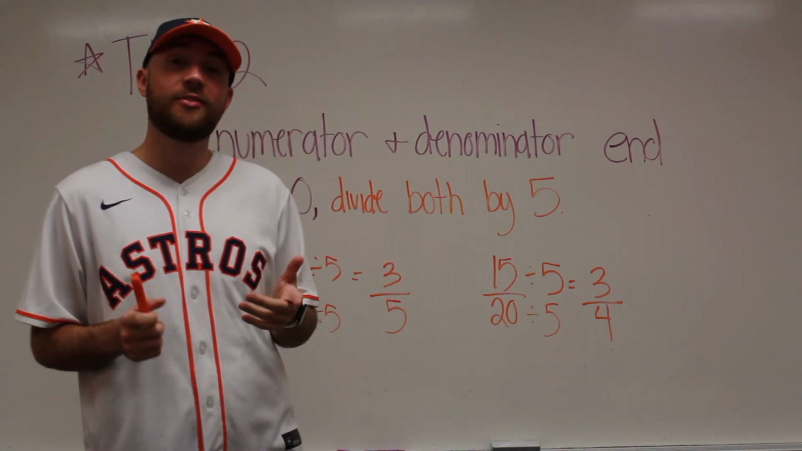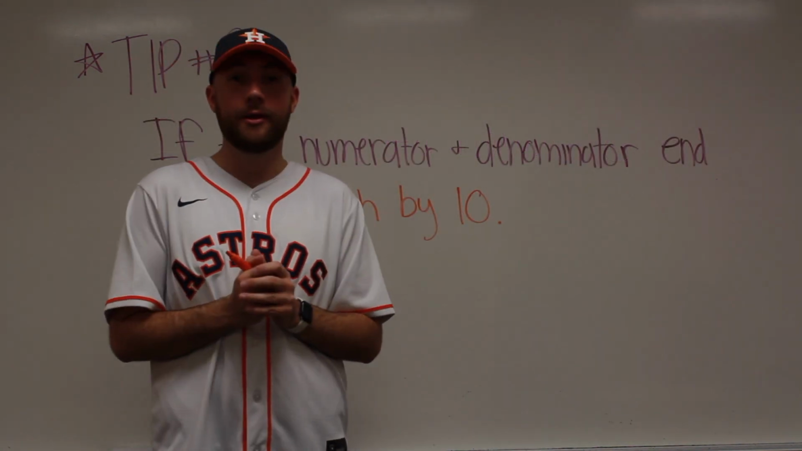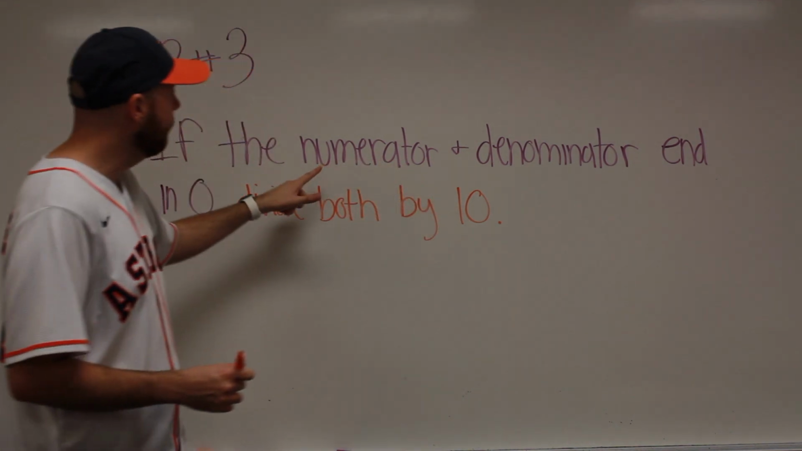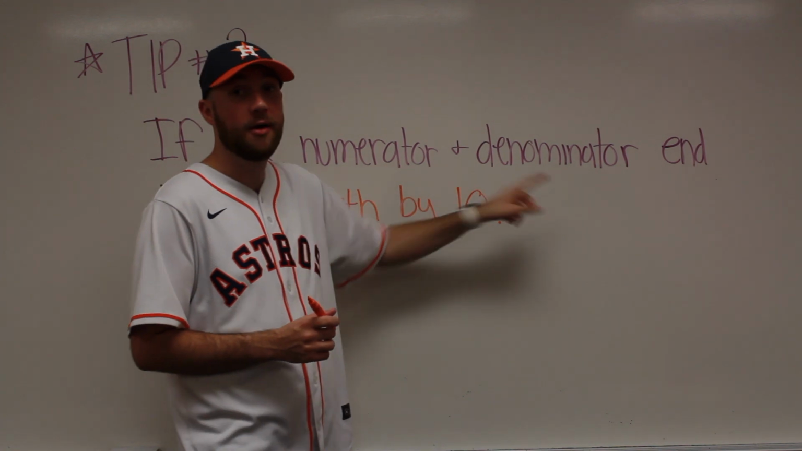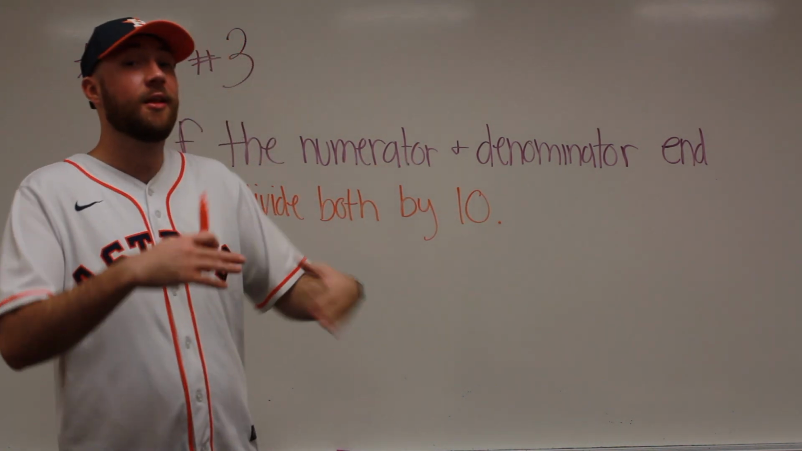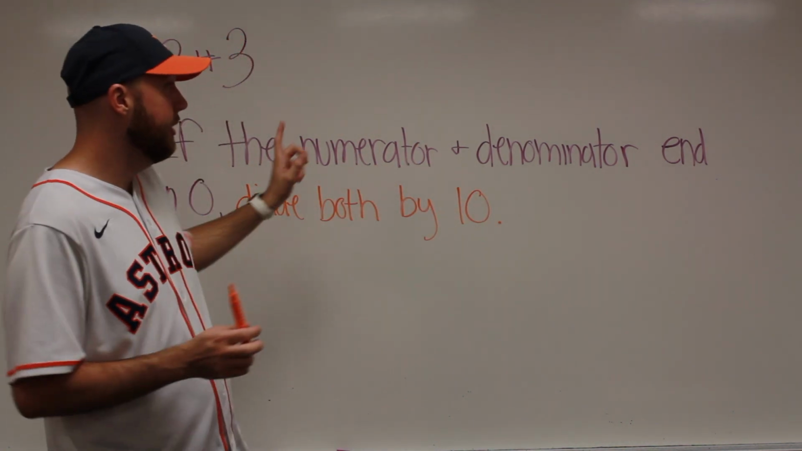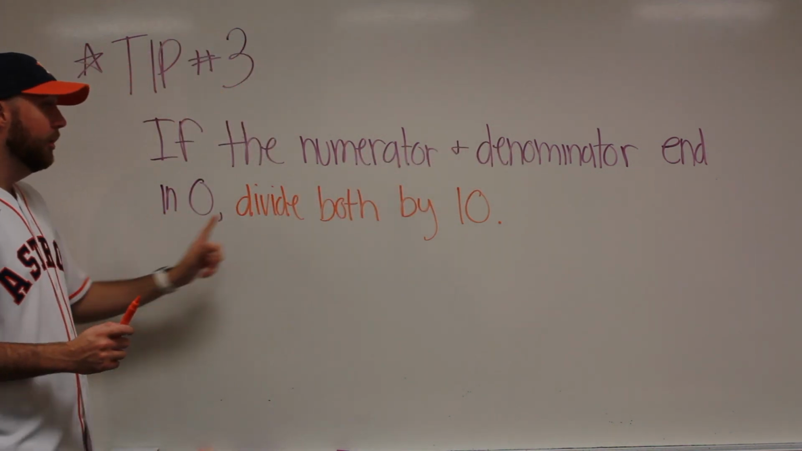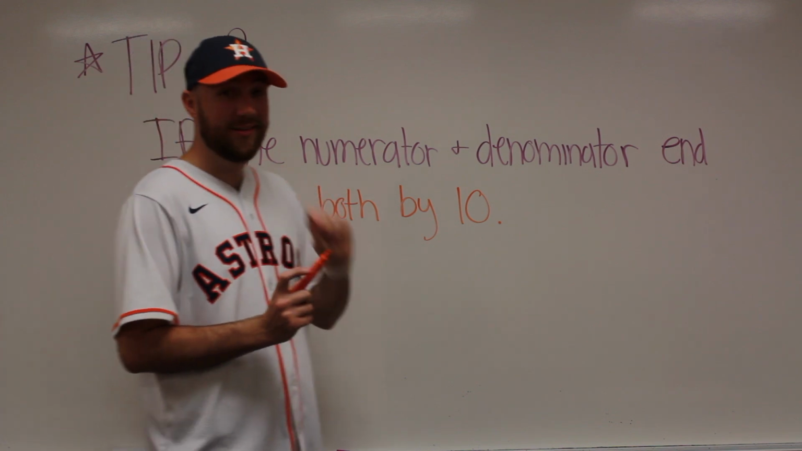Okay, so now let's get into tip number 3. It says if the numerator and denominator, again, numerator is top number, denominator is bottom number, we need to remember these terms. That's why I keep going over them. So if the numerator and denominator both end in a 0, you can divide both of them by 10.